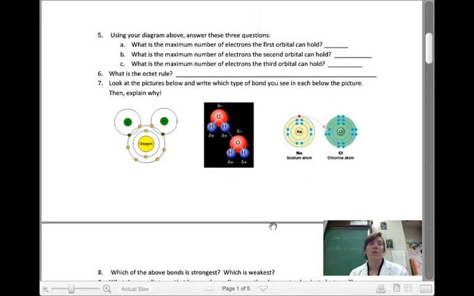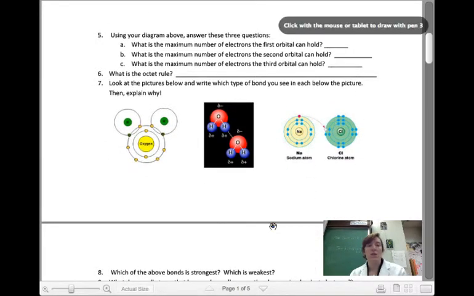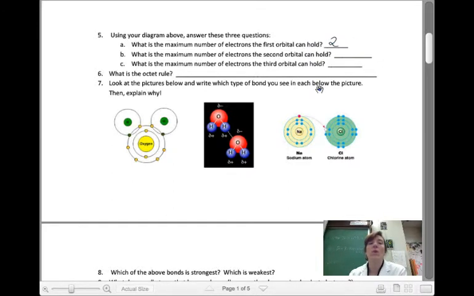So using the diagram that we just did, we need to answer these 3 questions. The maximum number of electrons that the first orbital can hold, that is 2. Yes, it can hold less than that, but it can hold no more than 2. The maximum number of electrons in the second orbital, that would be 8. Again, it can hold less, but no more than 8. And the maximum number of electrons in the third is 8. Can hold less, but can hold no more than 8.